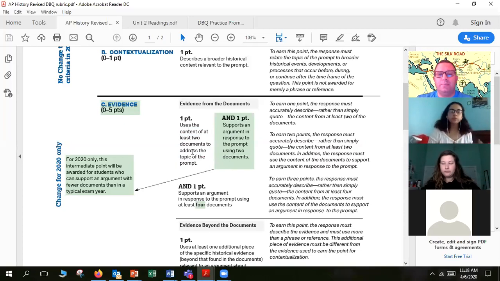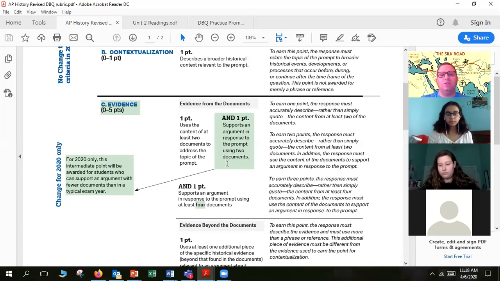To earn a second point for this, you need to support an argument using 2 of the documents. So if you don't just describe what's in them, but you use the documents to support your argument, 2 of them, you get a second point. So now we're up to 2 points. To get the third point, you need to use 4 of the 5 documents. So you can earn 3 points for this right here, just for using 4 of the documents.